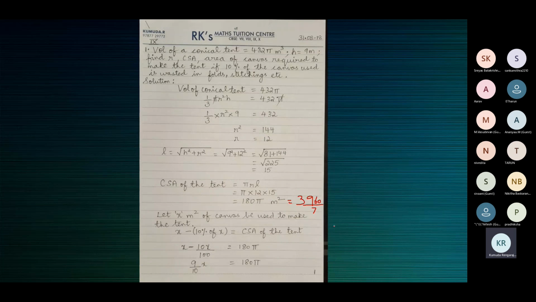You should use the fraction. You should not use a decimal value because that's an approximate value. You should not use that for further calculation. You should use this fraction itself. Do not use an approximate decimal value for any further calculation. It's the golden rule. You can use a fraction here, 3960 by 7.